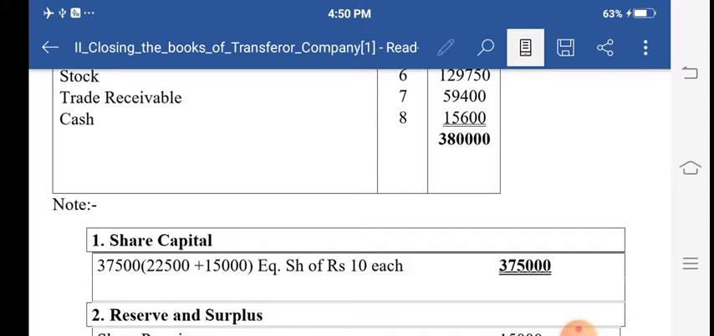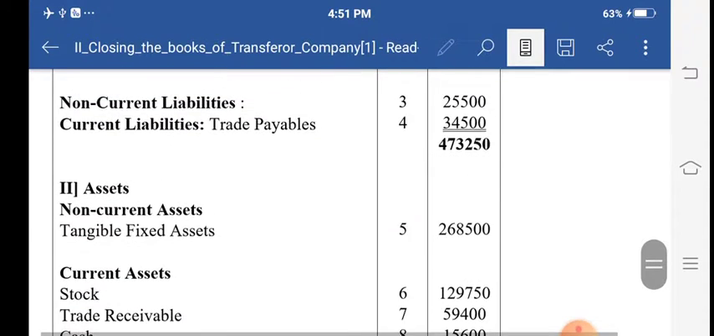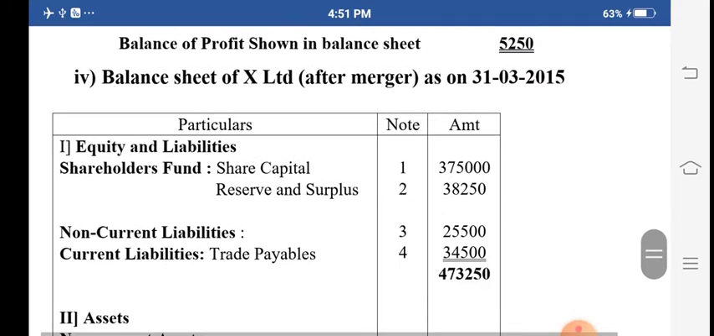These 15,000 shares are what X company issues to absorb the Y company. Y company is giving the 15,000 equity shares to the X company. So 22,500 plus 15,000, the total is 37,500 equity shares of rupees 10 each. 37,500 into 10 will be 3,75,000.